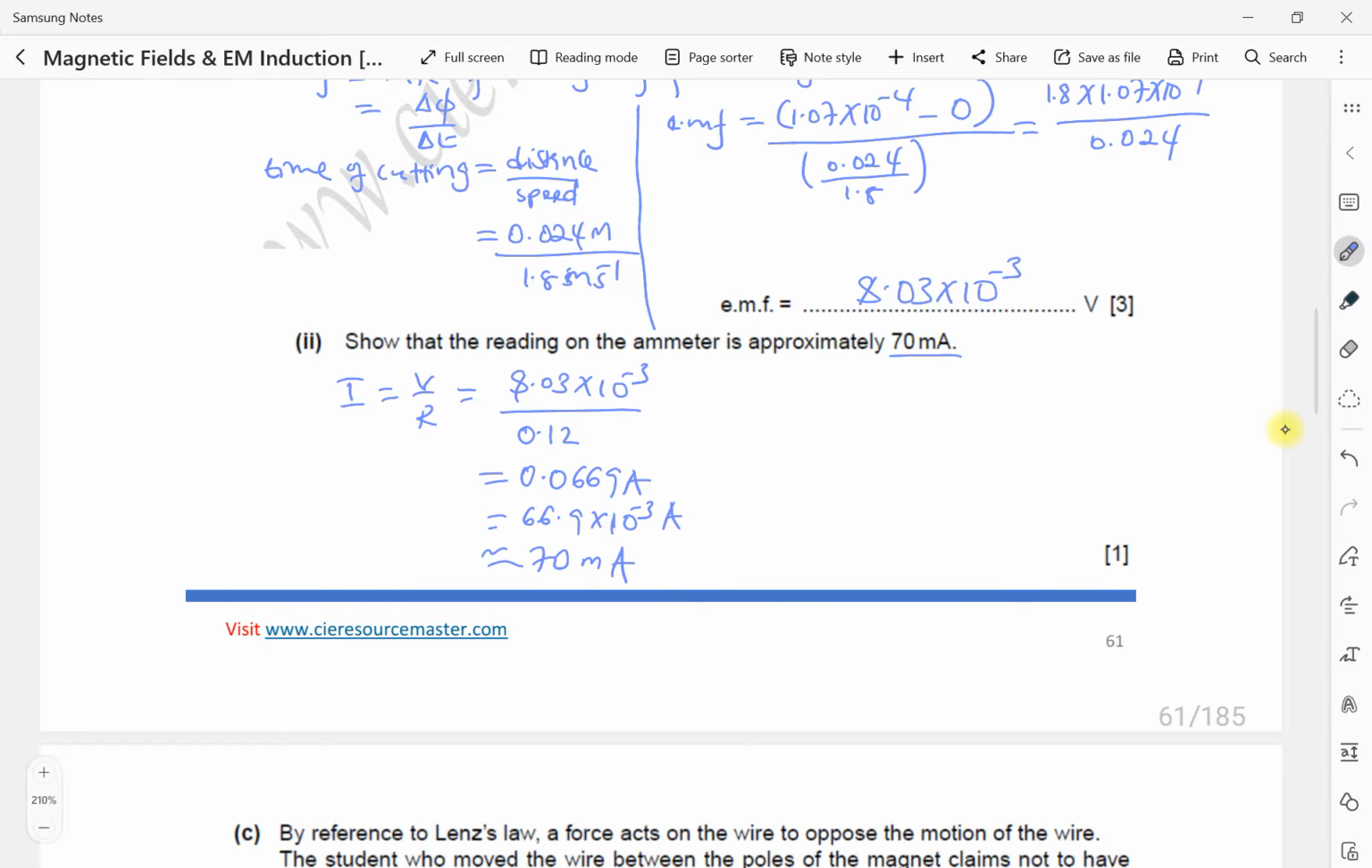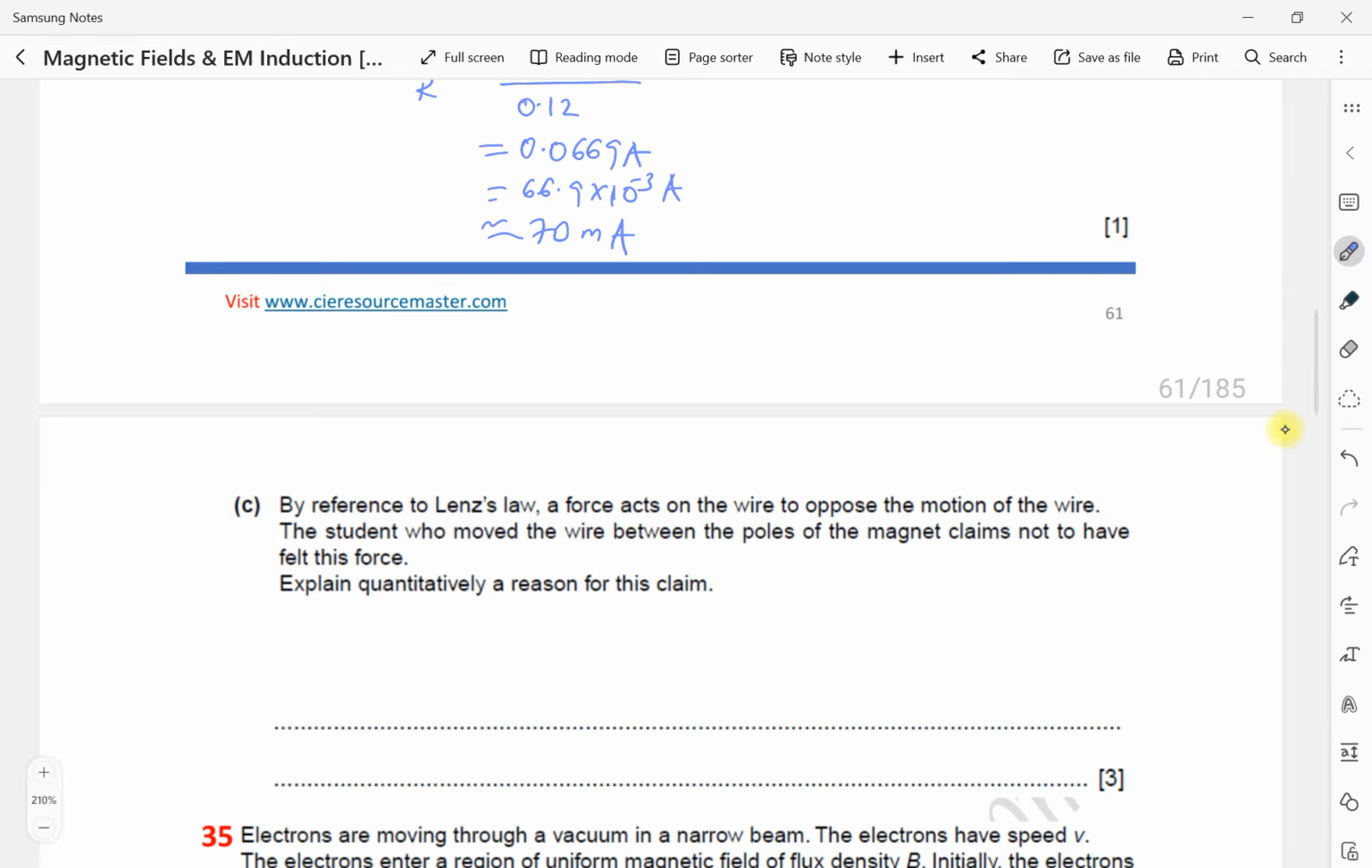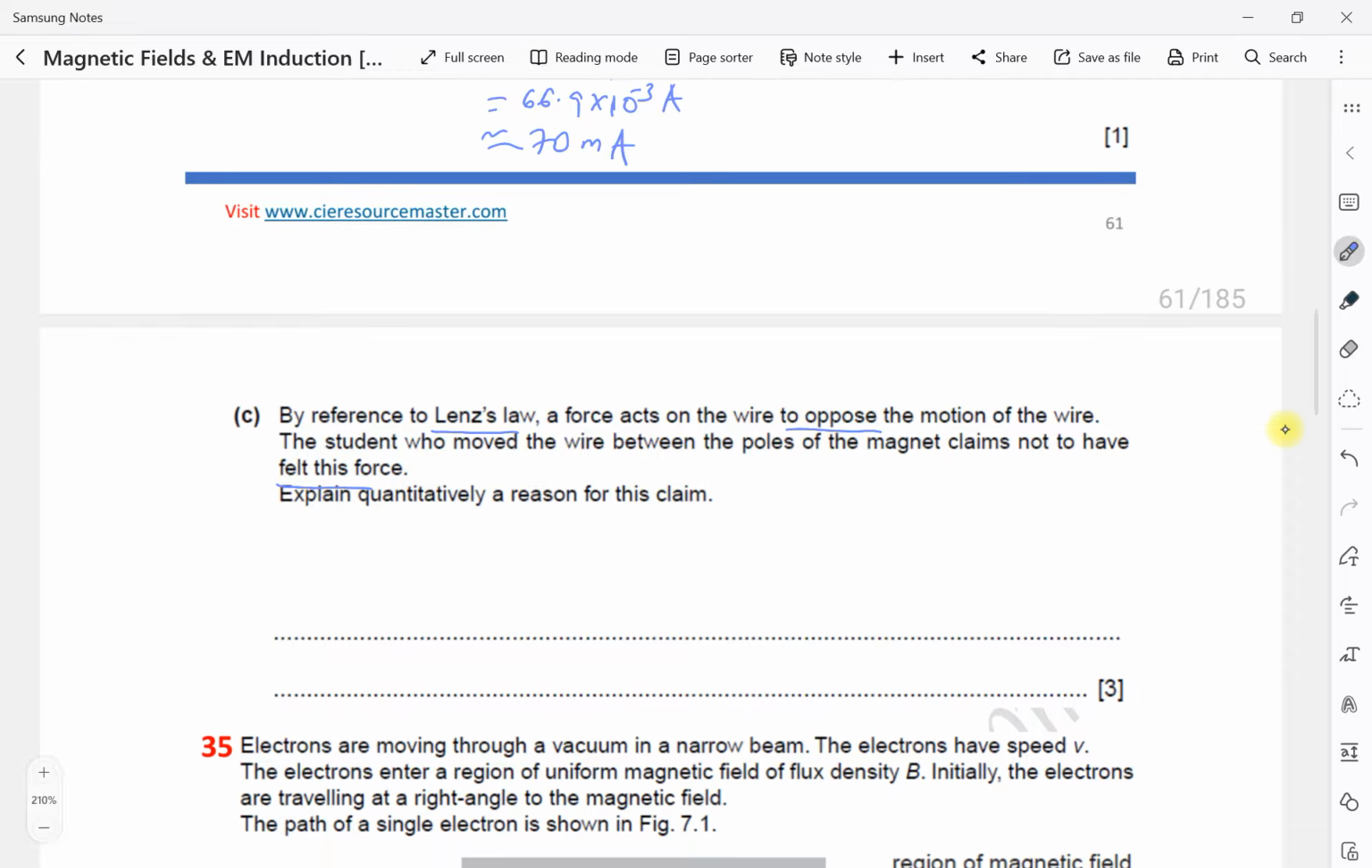Okay. By reference to Lenz's law, a force acts on the wire to oppose the motion of the wire. The student who moved the wire between the poles of the magnet claims not to have felt this force. Of course, it must have been too small. Explain quantitatively a reason for this claim. When they say quantitatively, it means we must have a figure to back up our argument.